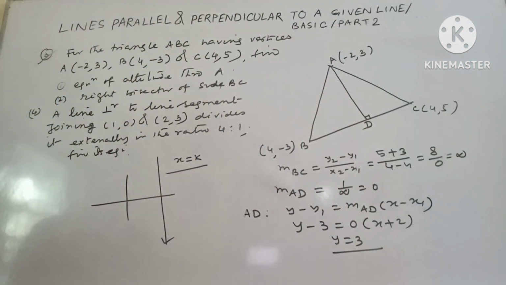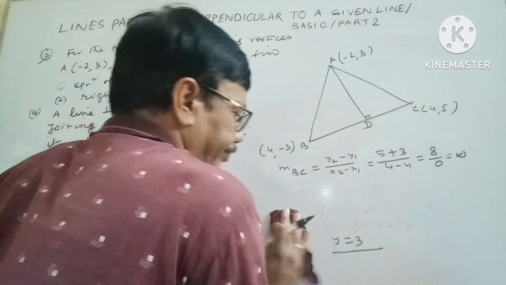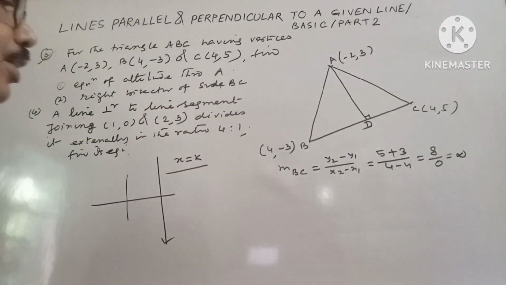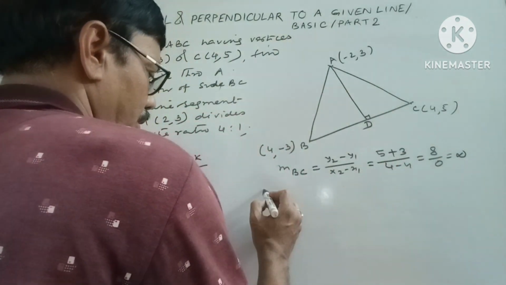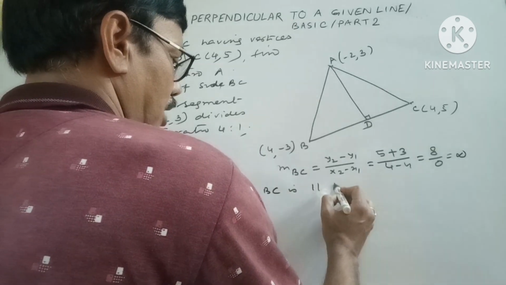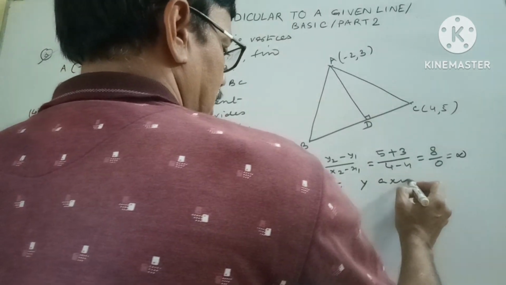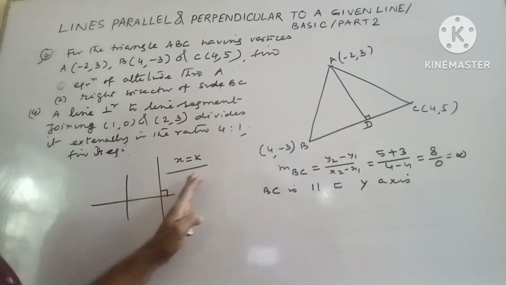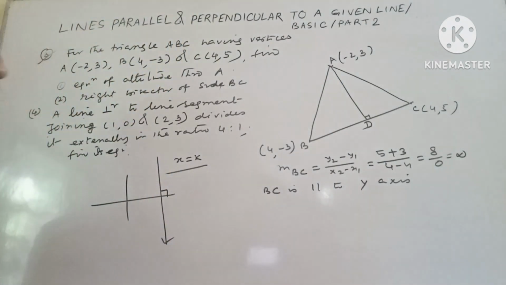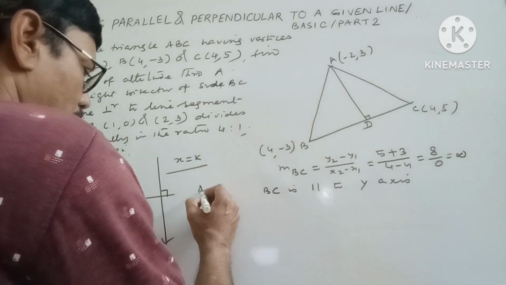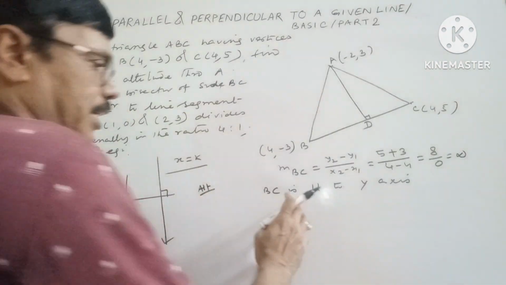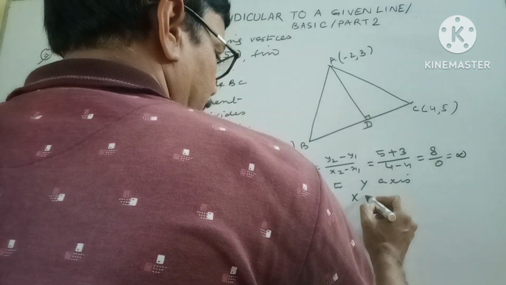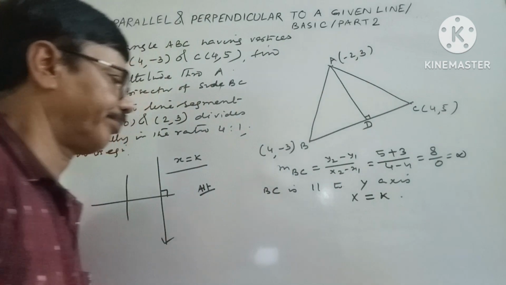Y equals 3. Now you can also use this one for understanding. So M of BC is infinity. So BC is parallel to the y-axis. Because if it is parallel to the y-axis, then the slope is undefined, that is theta equals 90. So alternative 1: BC is parallel to the y-axis, so the related equation is x equals k.